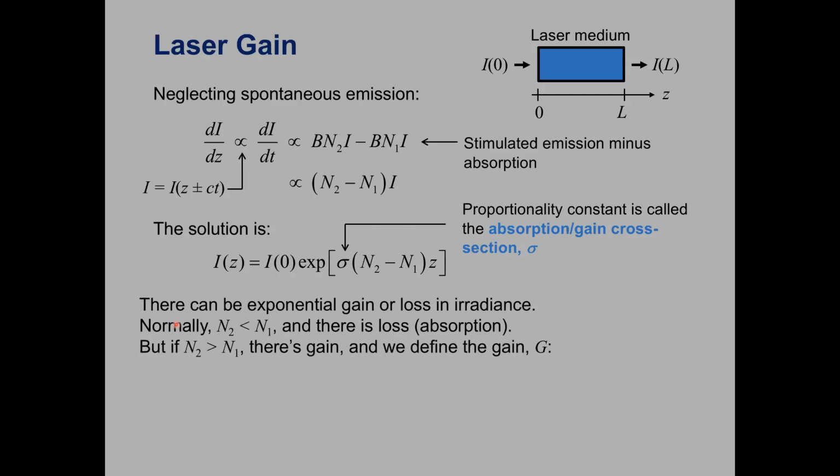So we see that the gain is one exponential, and the gain is, if the higher energy level has fewer atoms in it, then we really get a loss. But if our higher energy level has more atoms or molecules in that state, then we can get a gain, and define it for N2 greater than N1.